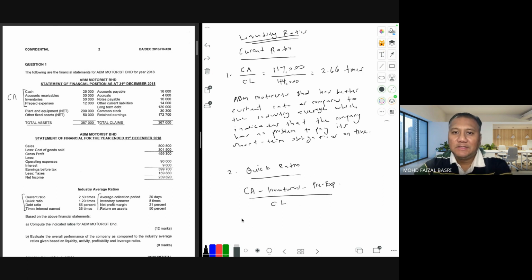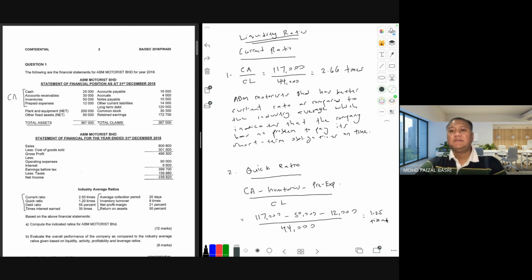Okay, so technically it will be 117,000. Sebab you dah calculate total current assets tadi 117. So you have to remove inventories of 50,000 and prepaid expenses dia 12,000. And you're going to divide it with current liabilities of 44,000. So 117 minus 50 minus 12 divided by 44. So now you're left with 1.25 times. Okay, still in times jawapan dia.